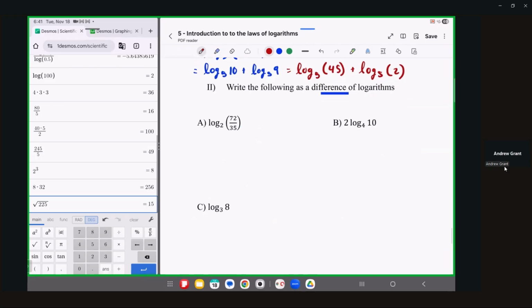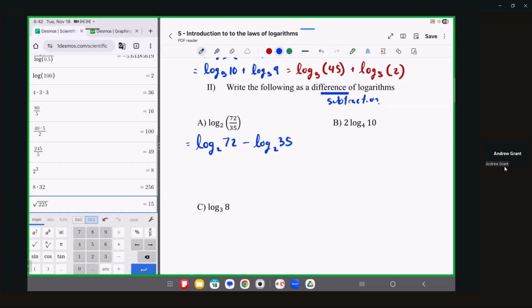Question letter double I, or Roman numeral 2, write the following as a difference. And so remember, difference meant a subtraction. And the book does lay out examples like this. So for letter A, we have log base 2 of 72 divided by 35. So you can just break this up immediately as log base 2 of 72 minus log base 2 of 35. It seems trivial, but the book just wants you to realize that these are fractions that can be broken up.